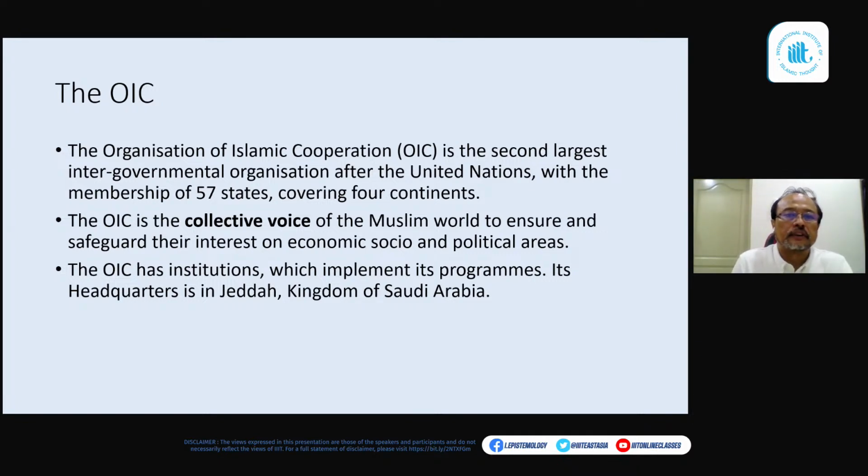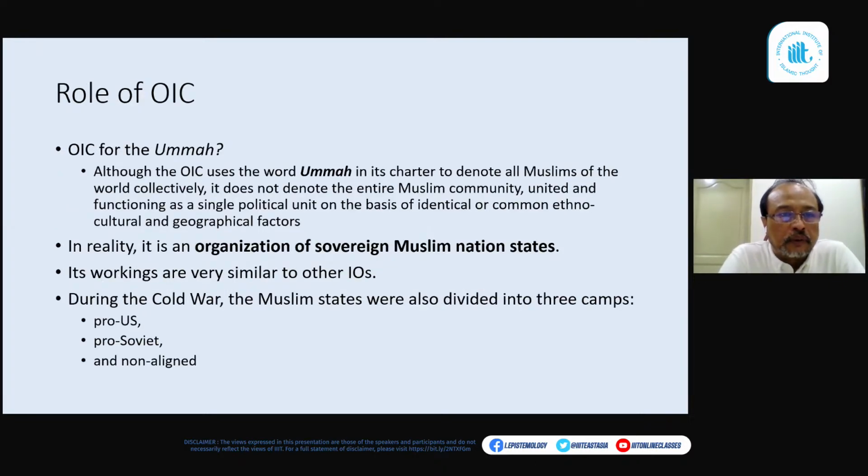This is the collective voice of the Muslim world, not only as a religious-based organization, but also to safeguard the interests in economic, social, and political areas. The OIC has its own organizational structure. The headquarters is in Jeddah, Kingdom of Saudi Arabia. In terms of the role of the OIC, if you look at the charter of the OIC, it uses the word Ummah, but it does not denote the entire Muslim community united and functioning as a single political unit. In reality, of course, the OIC is just like any other international organization. This is an organization of sovereign Muslim nation states.